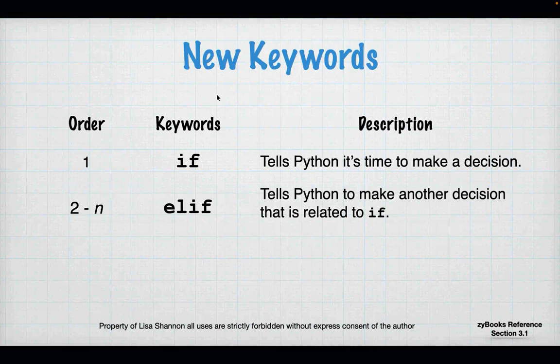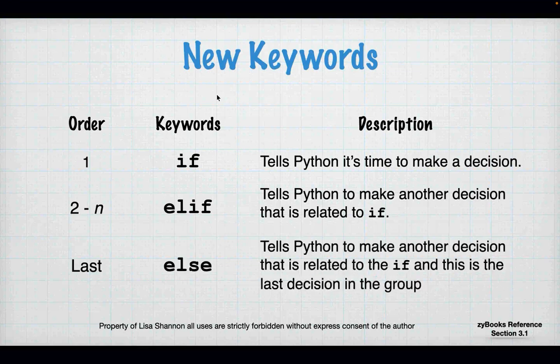Elif is a concatenation of else and if. So when the if statement doesn't evaluate to true, it's going to drop down to potentially this elif statement, and there could be another one, and there could be another one, and we'll see that in a bit. And what elif does is says, okay, I'm going to make another decision. And then finally is else. That is the last in the order of our branches. And basically, that just says, when all else fails, do what's here.